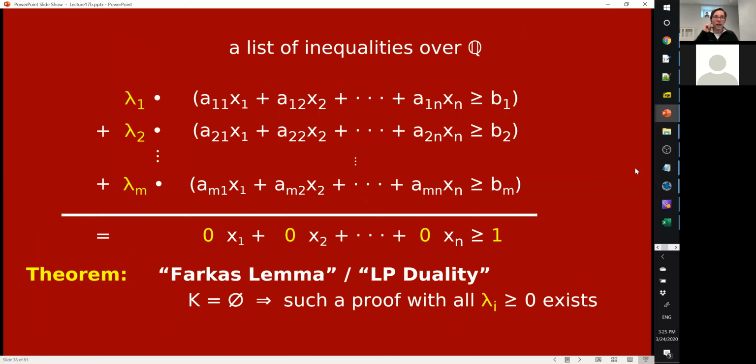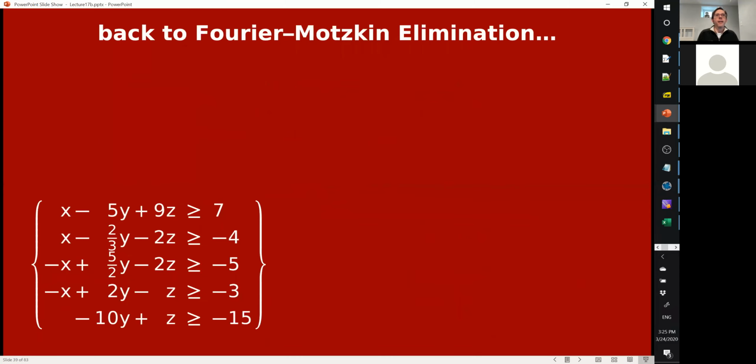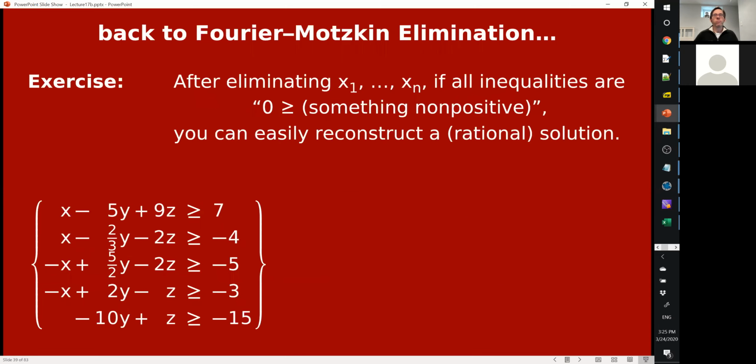Great. So that, in a nutshell, proves this Farkas lemma, or this LP duality statement. Now, let's make some more observations. Let's go back to this Fourier-Motzkin elimination algorithm. Just think about it a little bit more. In fact, I told you this was a good thing to think about when you're trying to reason about what happens when the system is unsatisfiable.